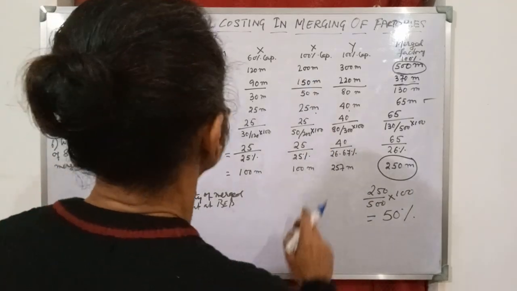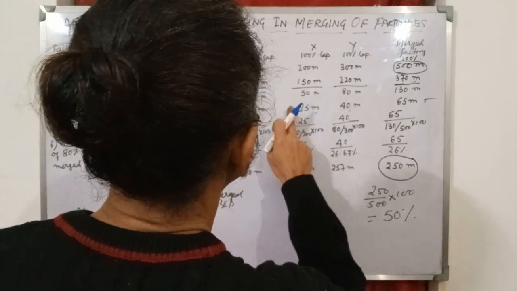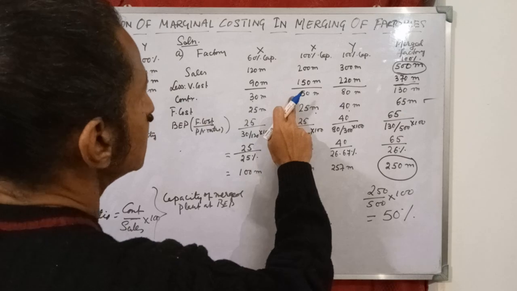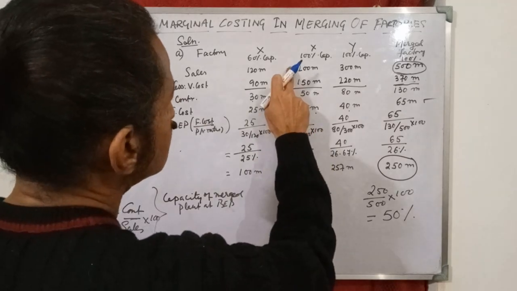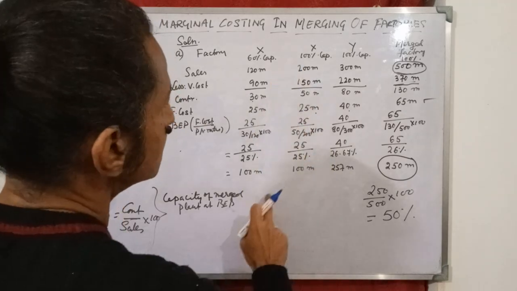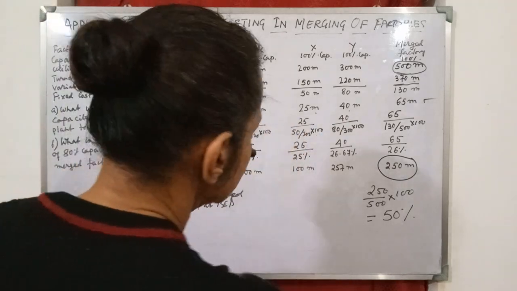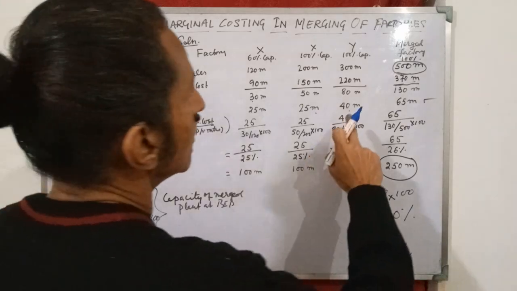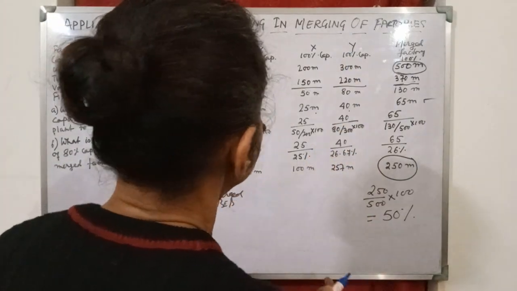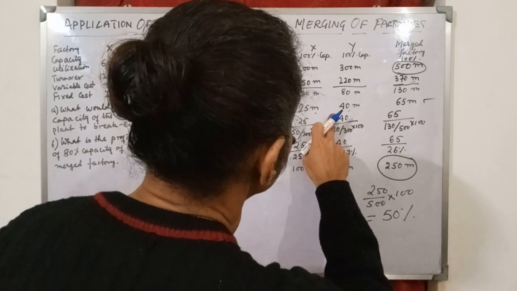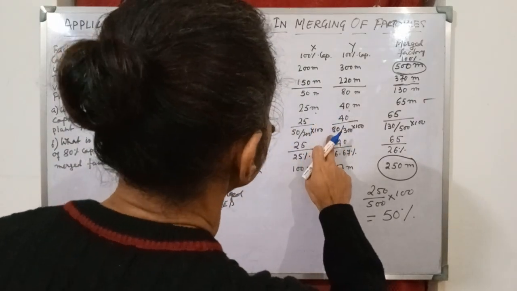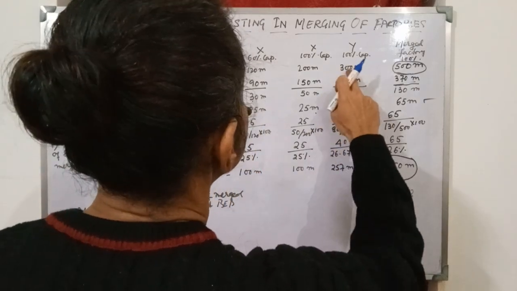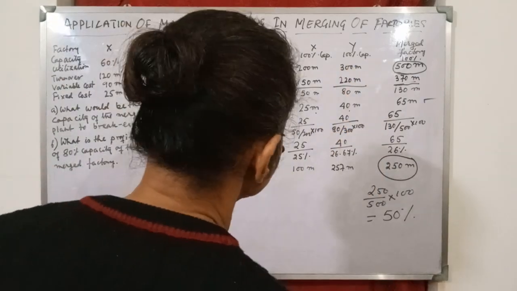And BEP of factory X at 100% is fixed cost 25 million over contribution by sales, that is 50 divided by 200. 200 million is the sales and 50 million is the contribution. So 50 by 200 into 100. And the BEP of factory Y at 100% is 40, that is fixed cost, over contribution 80, and turnover is 300, 80 by 300 into 100.